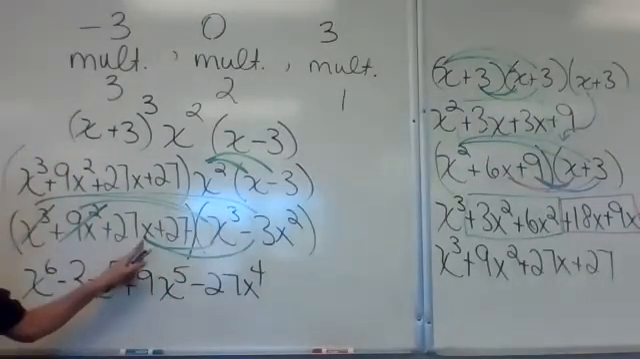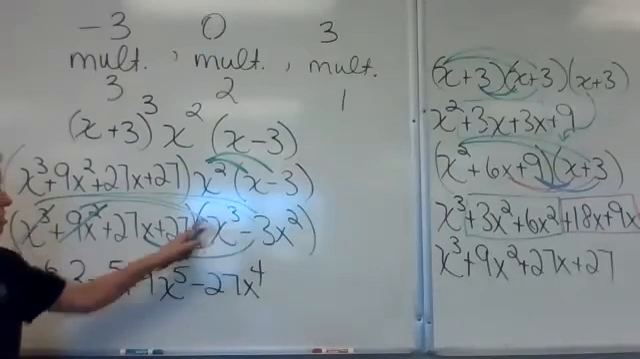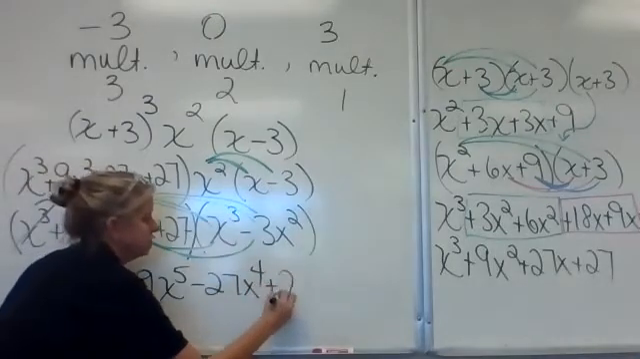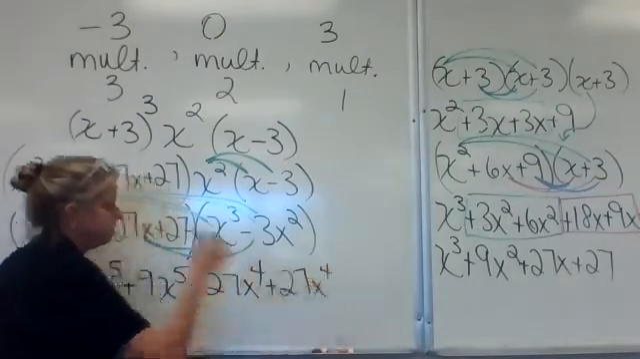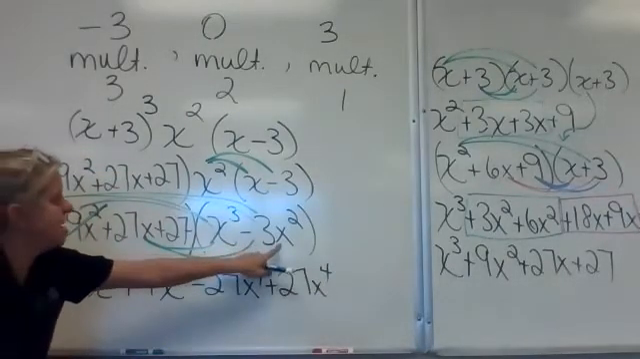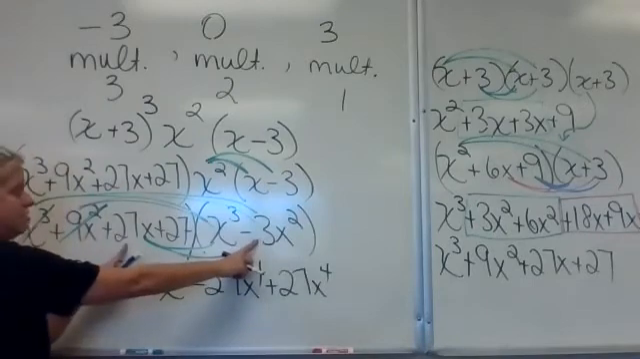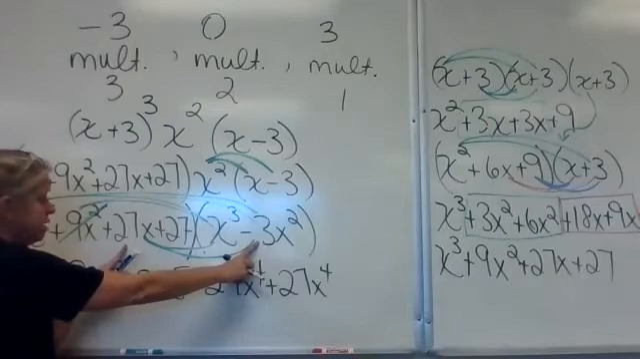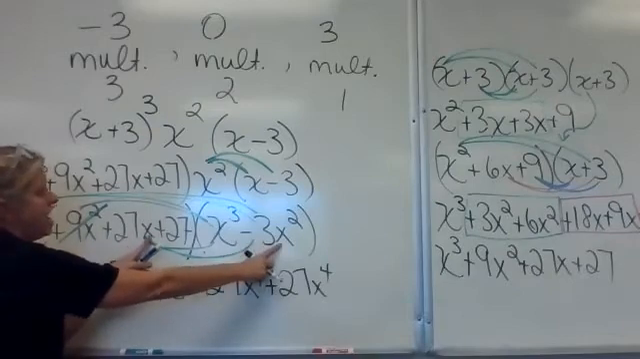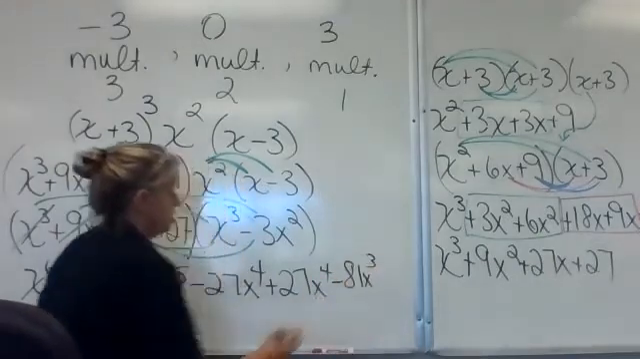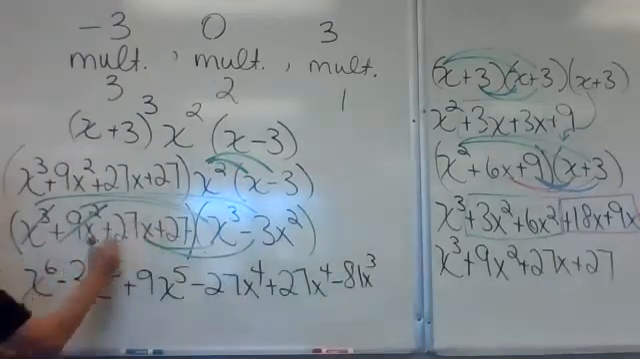So let's see, 27x times x to the 3rd. When I add those exponents, I get 27x to the 4th. And then I have 27x times negative 3x squared. So 27 times negative 3 gives me negative 81. So you have negative 81x to the 3rd. So I'm done with the 27x.